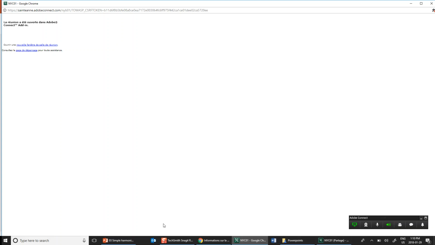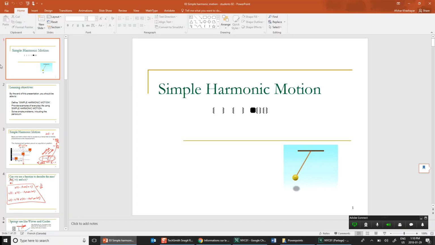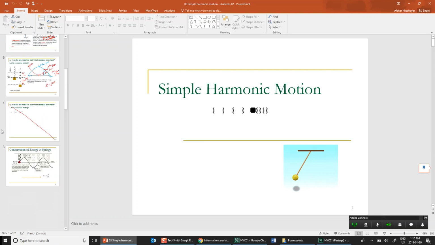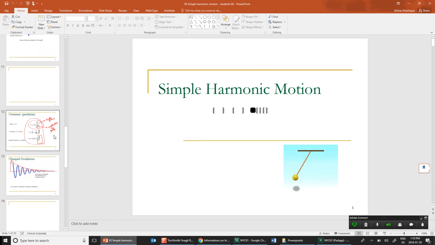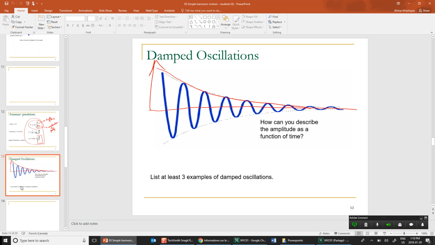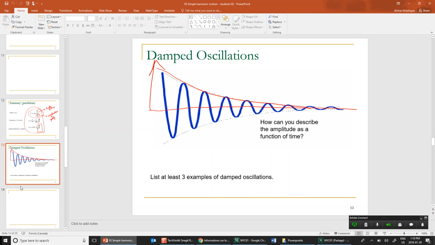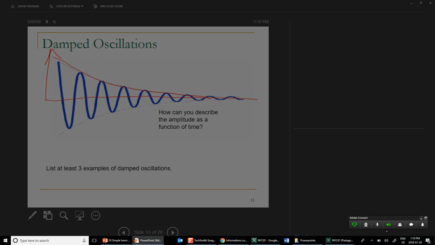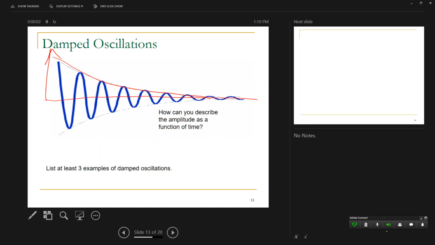But there's one topic that I want to go back and do, and that's the damped oscillation. Halfway through, or maybe closer to the end, we had this slide here. I want you guys to come here. Talk about this topic called damped oscillations. Damped oscillations is kind of like the more realistic version of what happens in simple harmonic motion.